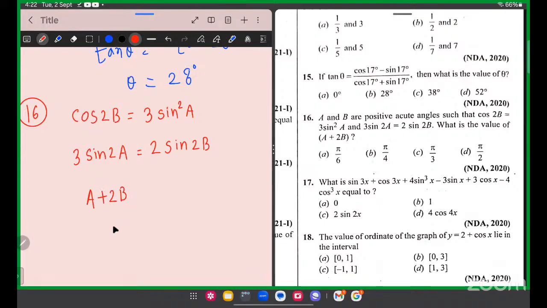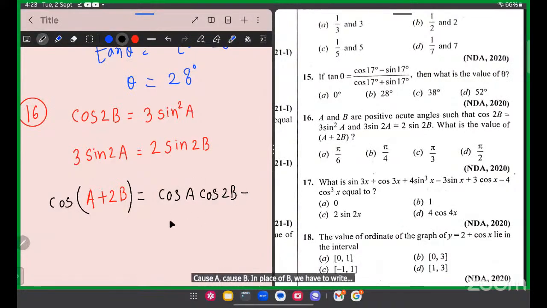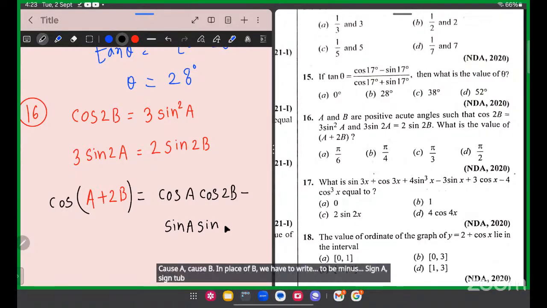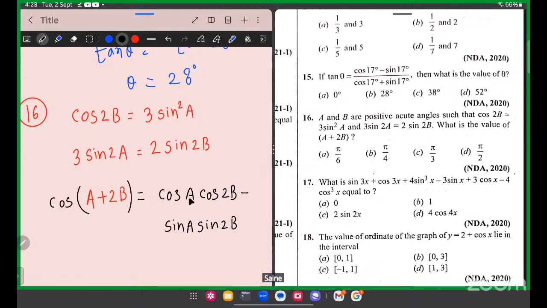A plus 2B. Now, what we can do, we can apply cos here. What is cos A plus B? Cos A cos B, in place of B we have to write 2B, minus sin A sin 2B, isn't it?